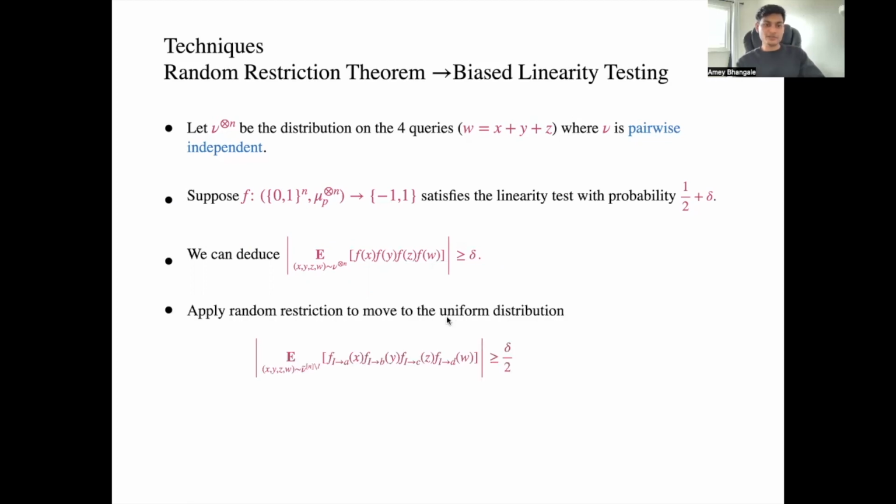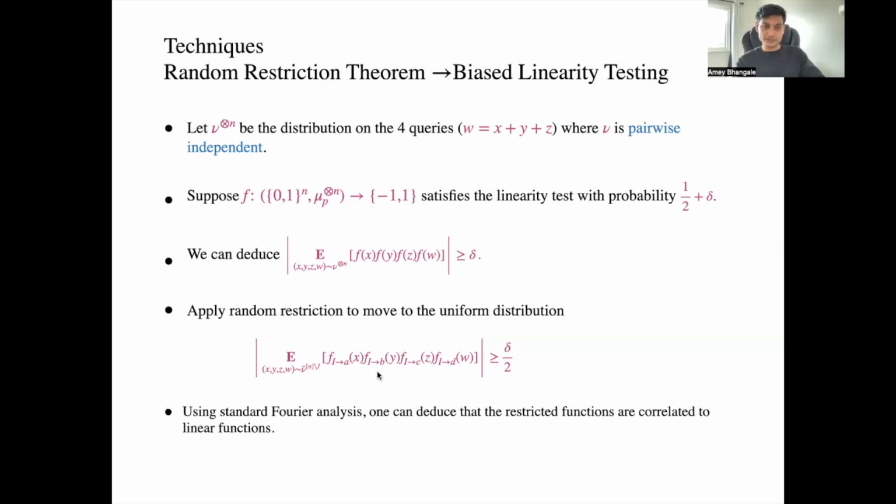Now let's apply a random restriction so that we move to a uniform distribution. You pick the parameter alpha so that once you do the random restriction, on the rest of the coordinates you can put a uniform distribution, so that each query distribution is identical to the original distribution. We are just removing the non-uniform component from the distribution mu. So now you can think of X, Y, Z, W as distributed uniformly. This is a standard linearity test question, which we know how to analyze easily using standard Fourier analysis. From this, we can conclude that these restricted functions are correlated to linear functions.